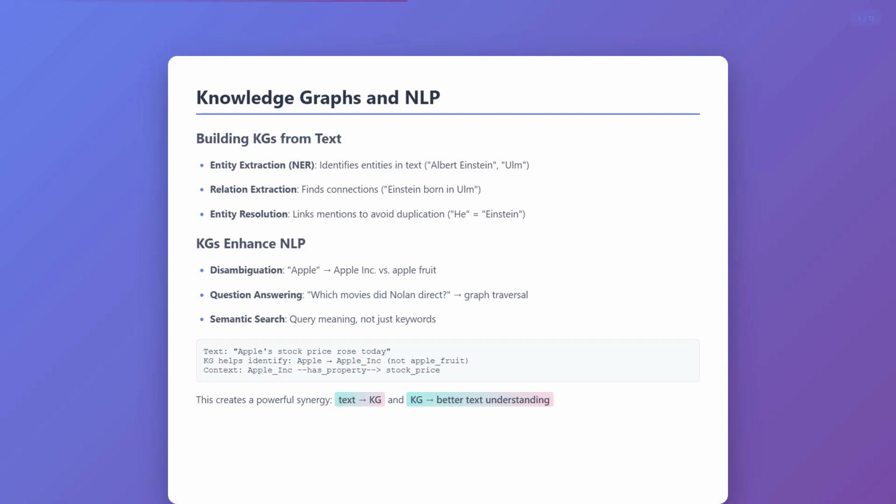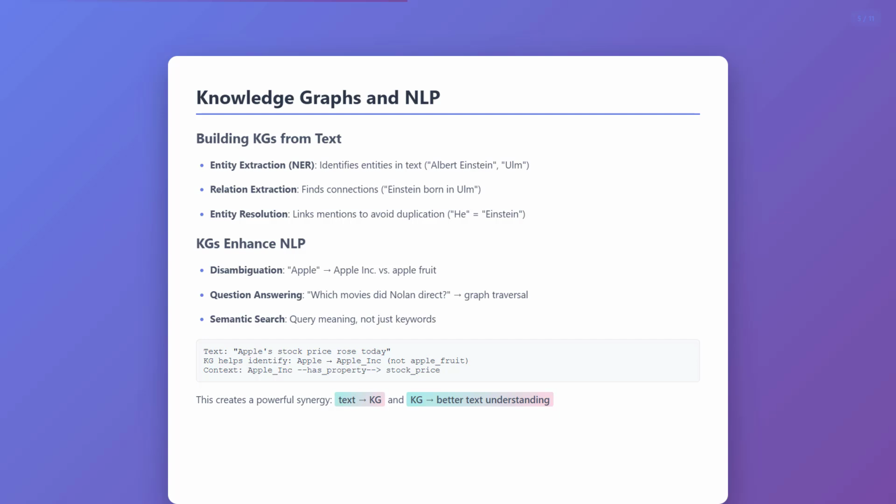Entity resolution is crucial here. When the text later refers to Einstein, he, or the physicist, the system needs to link all these mentions to the same entity node to avoid creating duplicates. But the real power comes when we flip this around. Once you have a knowledge graph, it dramatically improves NLP tasks.